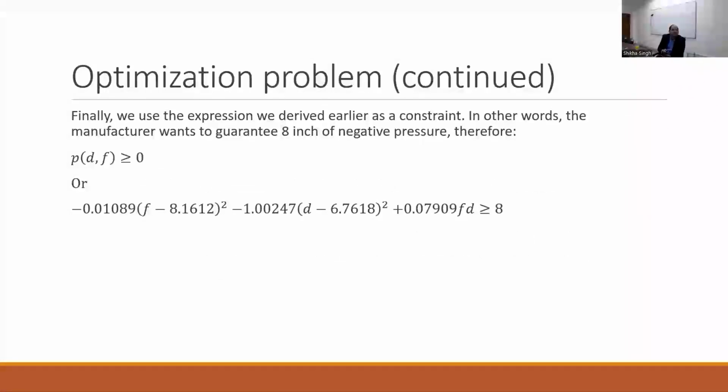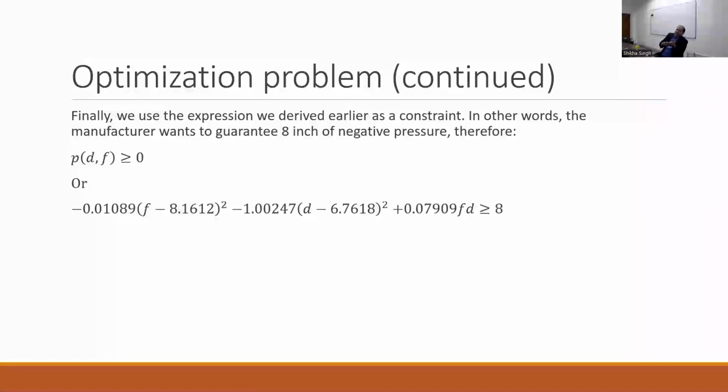And then finally, the manufacturer wants to guarantee 8 inches of negative pressure. So we say that this should be true. If you remember last few lectures, we said we have fit a function to that, right? So now we're thinking more system level. I am a manufacturer. I want to maximize profit. To have maximized profit, I need a demand function.